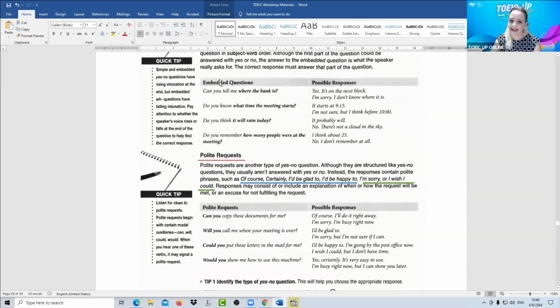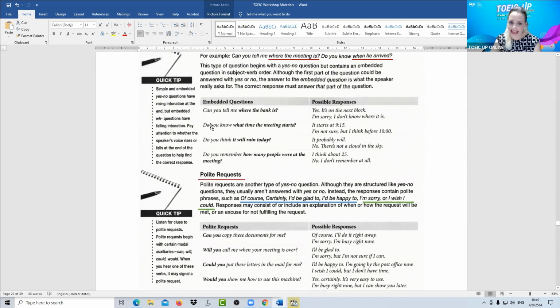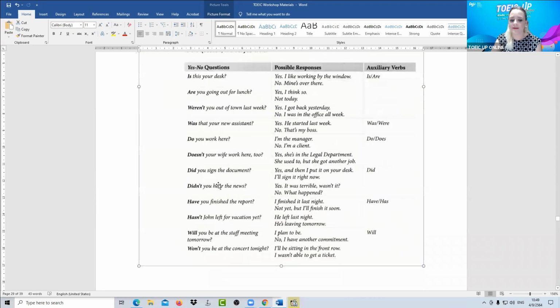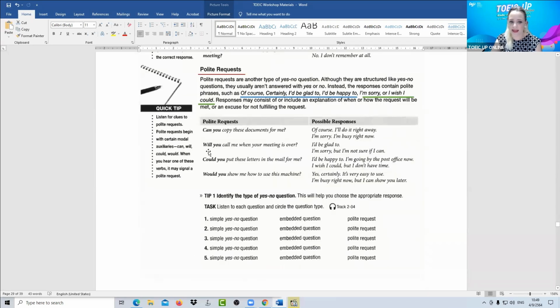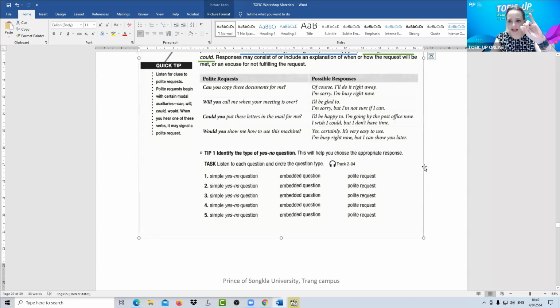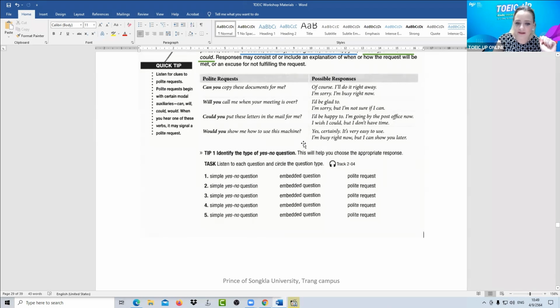Sometimes when you hear can or could, it's probably embedded or polite. You can see there's can in embedded. It can sometimes be in these ones, but most likely we are looking at polite questions and responses. Can, could, will, would. Not always, but it gives you something to start with. So identify the type of yes/no question. This will help you choose the appropriate answer. We've got three types: the simple yes/no question, the embedded question, and the polite request.